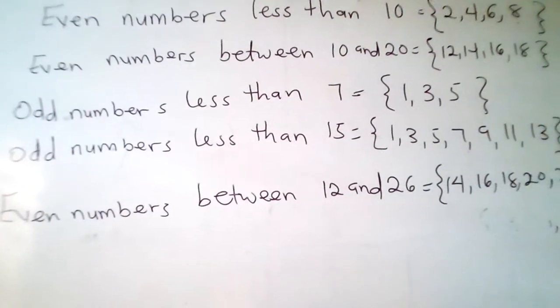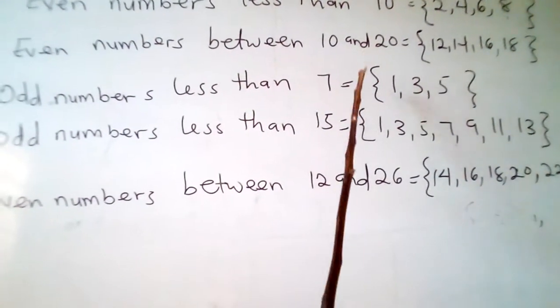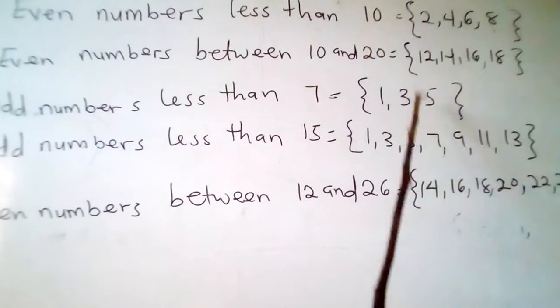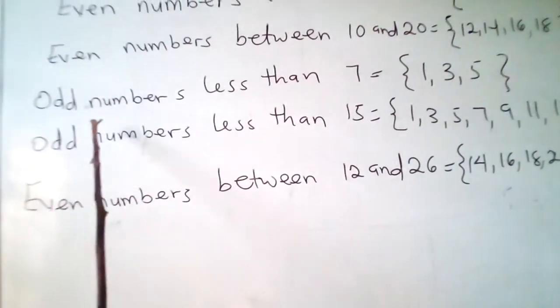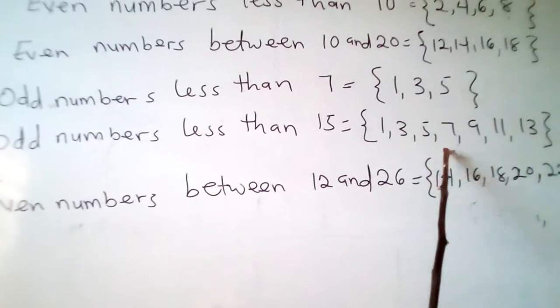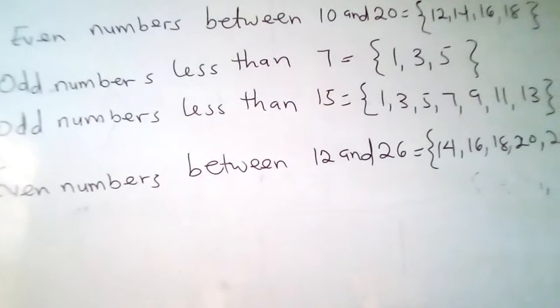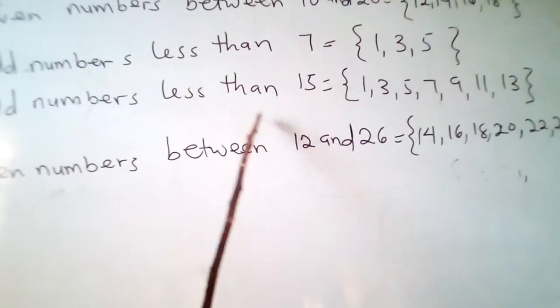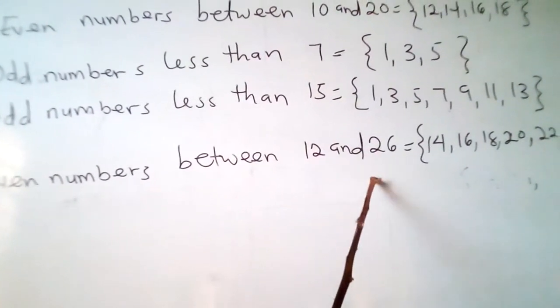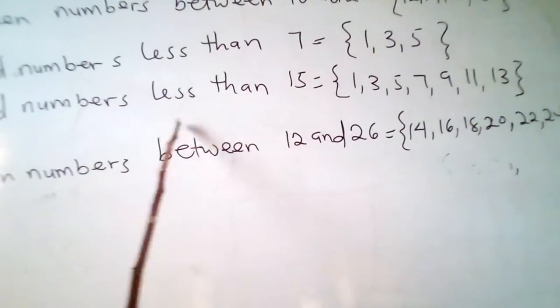Okay, and odd numbers less than 7. So less than is not up to 7. So you start from 1, 3, 5, and you are done. And then odd numbers less than 15 start from 1, 3, 5, 7, 9, 11, 13. And then even numbers between 12 and 26. Because of between, the 12 and the 26 will not be part of the answers. So you move, starting from 12, you move from what?